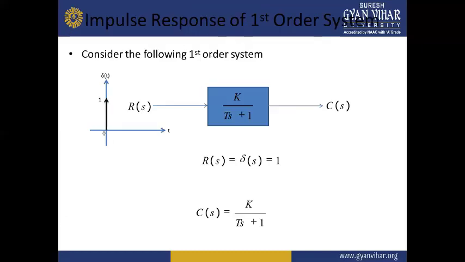Now there are different types of responses which can be seen in a control system. With different inputs, we will be getting different types of outputs. And there are some standard inputs for the evaluation of performance or the analysis of the system. One of the inputs is the unit step input. Another is the impulse input.